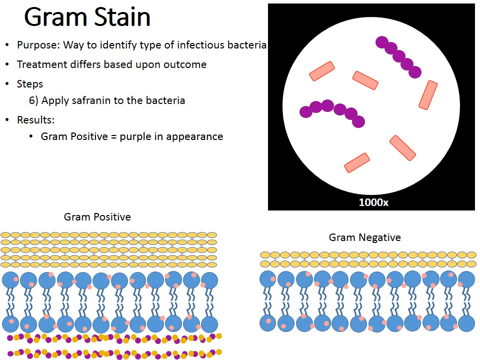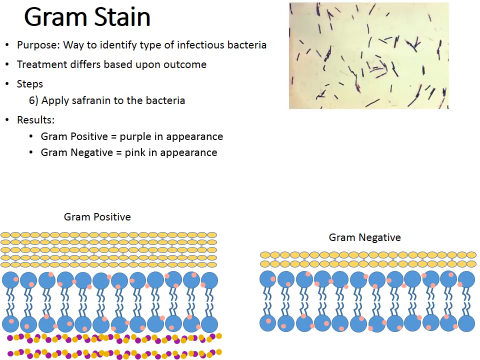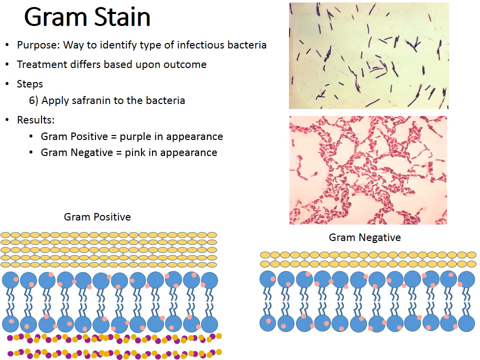And notice how the gram-negative bacteria, because they lost their crystal violet dye and they only have the pinkish safranin, would appear pink in color under the microscope. So here are some actual pictures of gram-positive bacteria, notice the dark purple color, and some pictures of gram-negative bacteria, notice the reddish pinkish color.